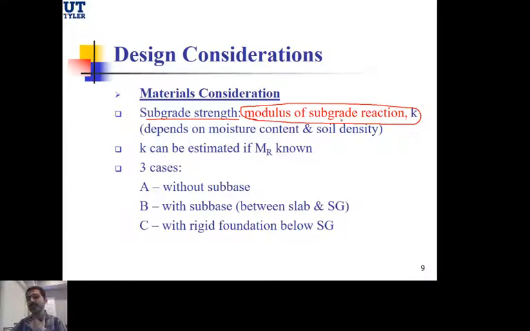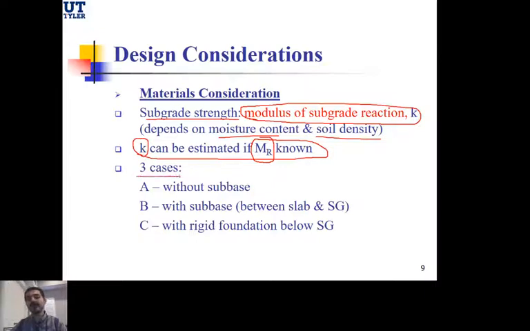This value, the modulus of subgrade reaction, heavily depends on, if you imagine a spring loaded, the moisture content and the soil density. If I have high density soil or low density, moist soil or low moisture soil, this is going to change the K value. The K value can be determined if the resilient modulus is known, and the resilient modulus is basically the modulus of elasticity. There are multiple cases here to determine the exact amount of the K value.